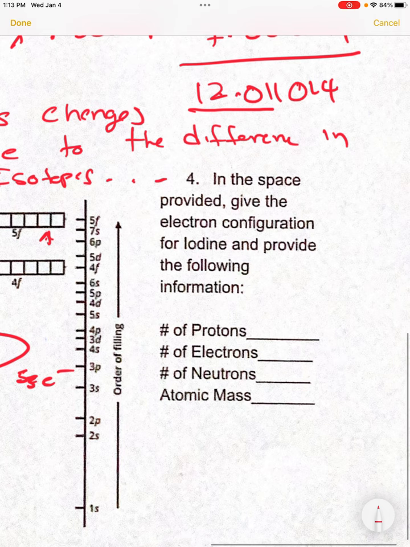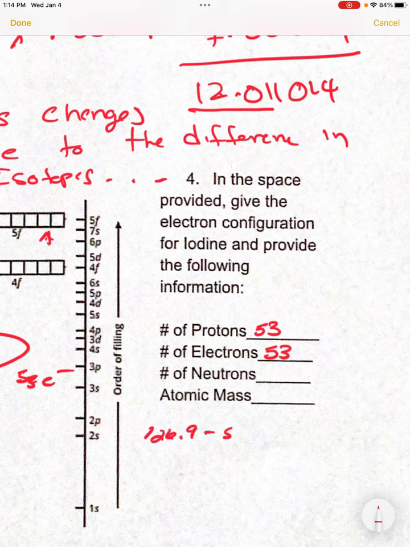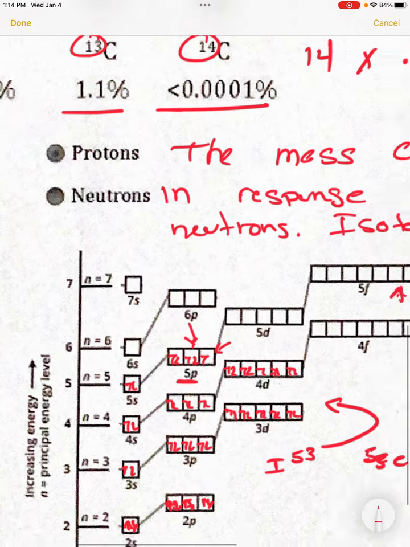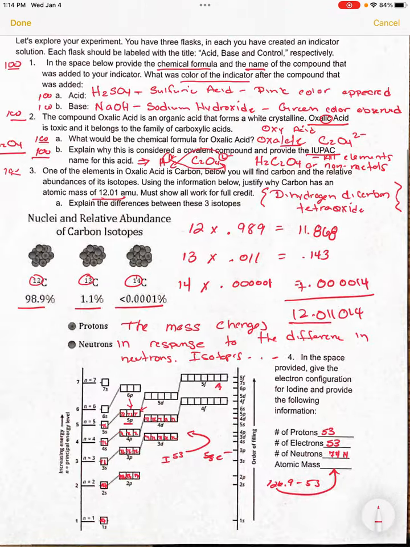Number of protons, that should have been pretty easy. It's 53. Number of electrons, those are the same. Number of neutrons is you take the atomic mass, which for iodine is 126.9, minus 53. You should have ended up with 74 neutrons. And then the atomic mass is right here. If you did that, most of you did pretty good on this one, then you got 100% for this question.